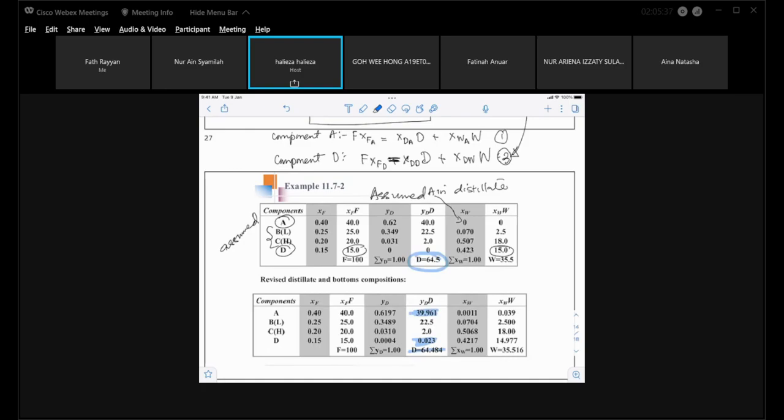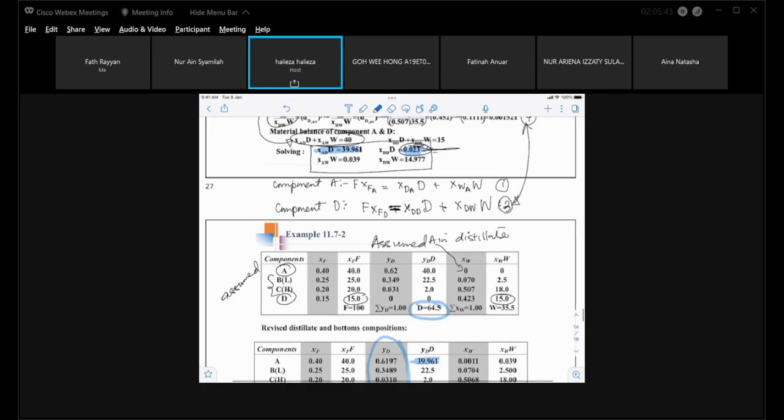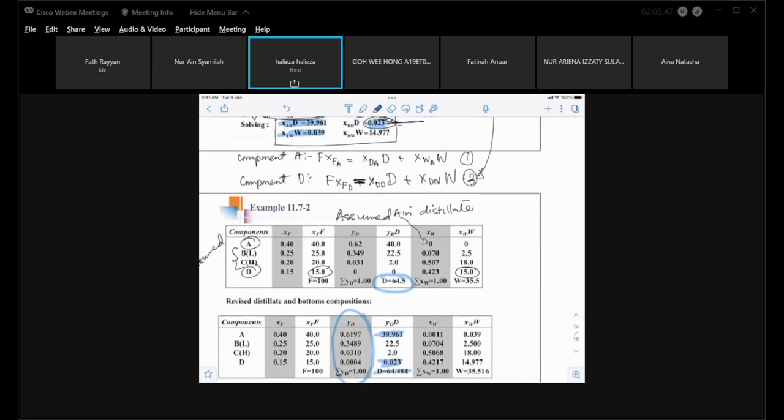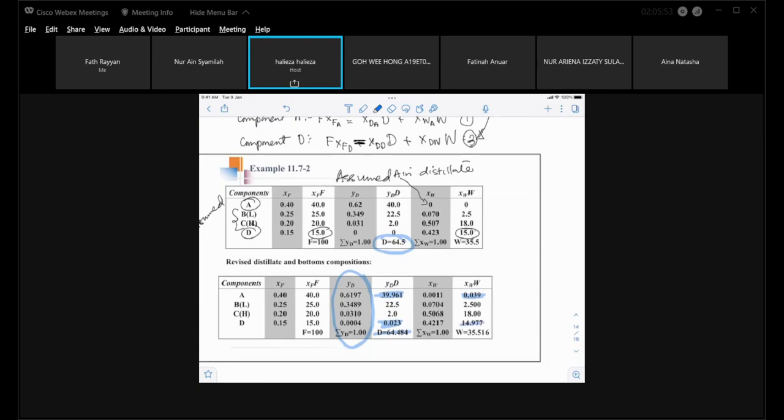And based on that distillate flow rate, I should be able to get my composition for my distillate. And for the others, for example, this is the bottom product, component A in the bottom product is 0.0349. Then this is the component D in the bottom product. So I total everything up, I will get that flow rate for my bottom product. And I will do the calculation for the mole fraction.